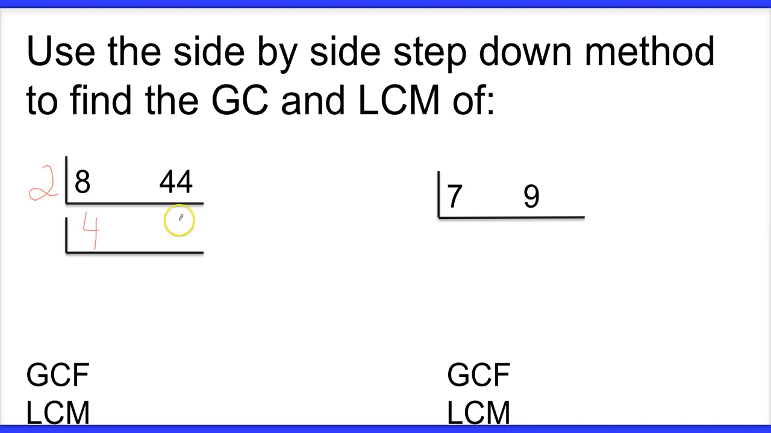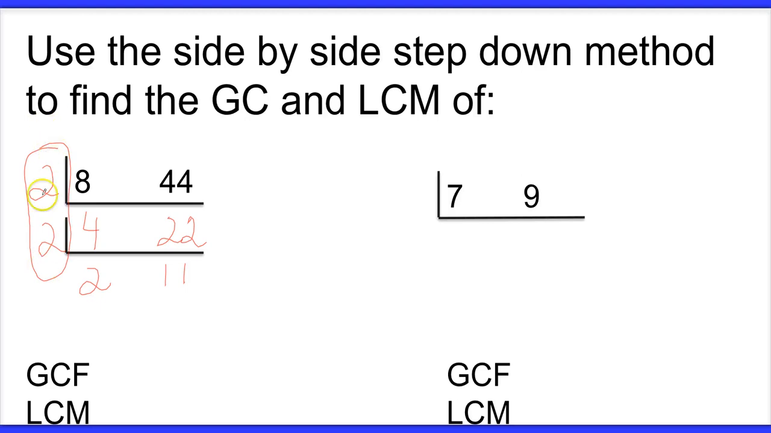2 goes into 44 22 times. Smallest prime number to go into 4 and 22. Well, that's still going to be 2. 2 goes into 4 2 times. 2 goes into 22 11 times. Smallest prime number to go into 2 and 11. Well, there isn't one. So you're done with your factoring.